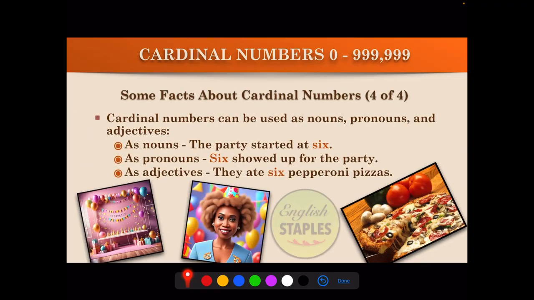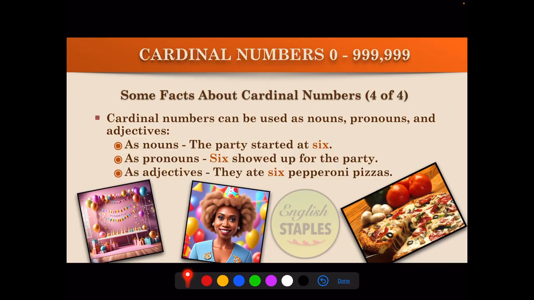Cardinal numbers can be used as nouns, pronouns, and adjectives. So let's look at some examples. As nouns, the party started at 6. So here, there's going to be a party. I guess this lady is having a party. It's her birthday. The party started at 6. So here, 6 is a noun.